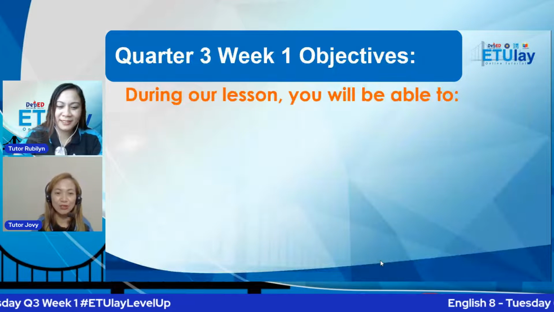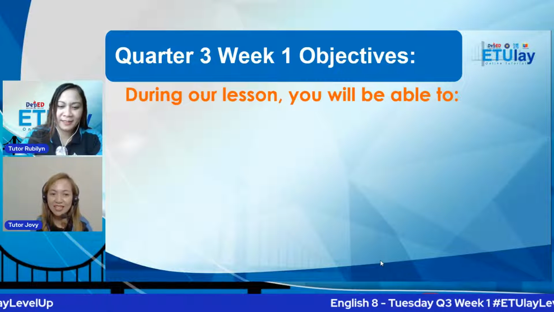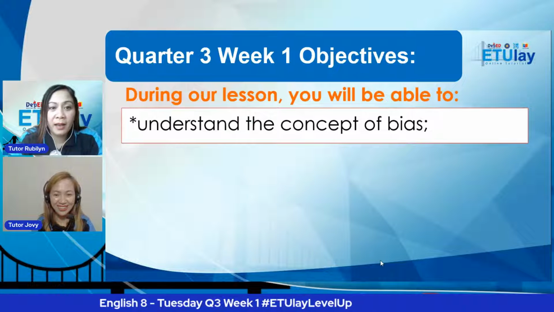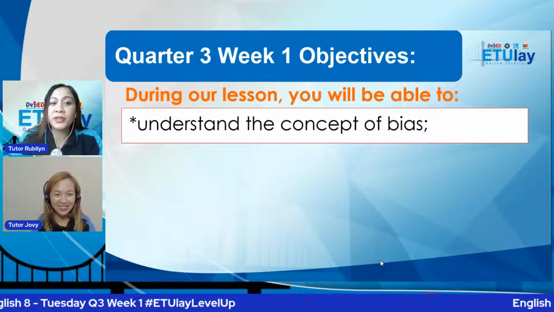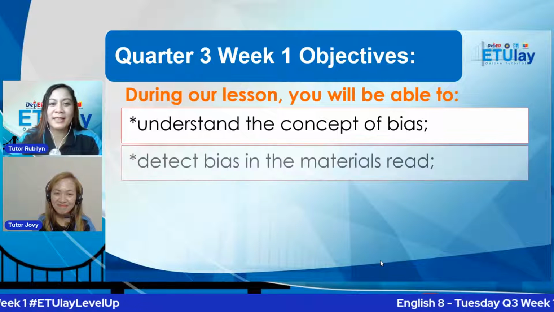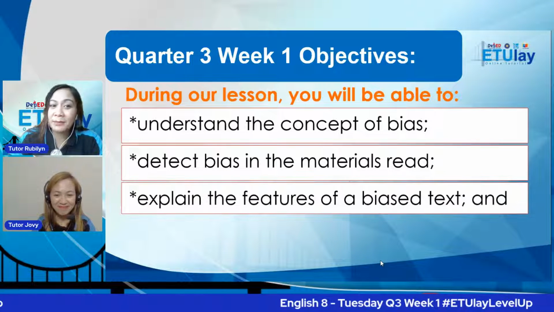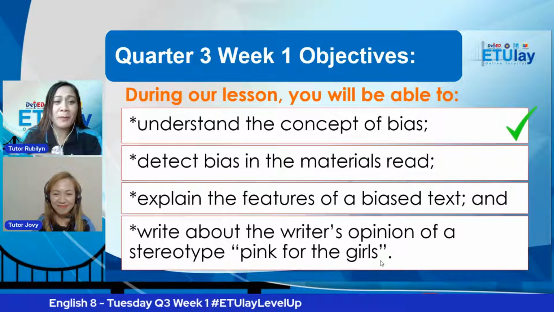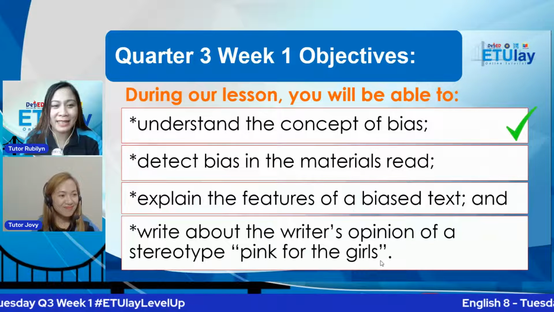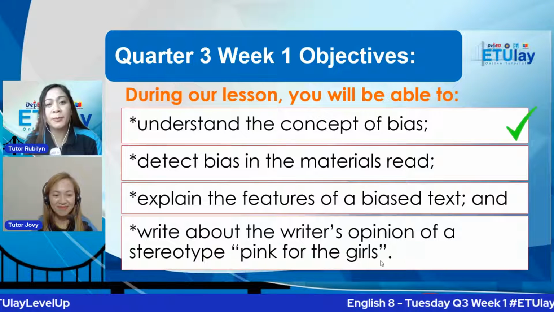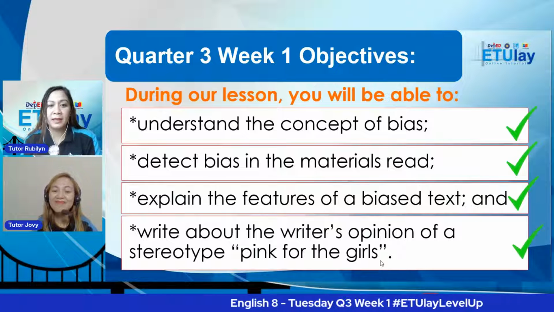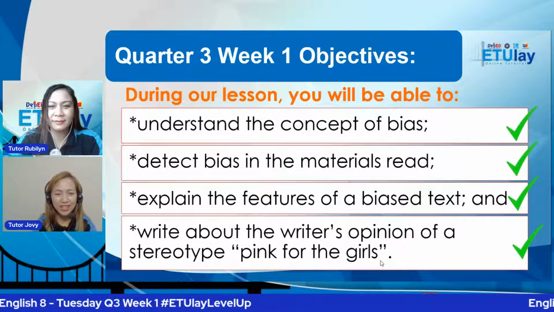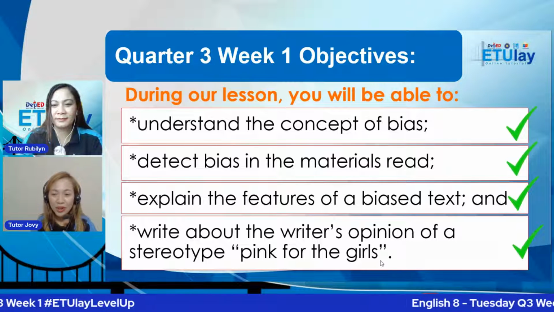So, Tutor Ruby, let's check whether the objectives today are attained. Yes, and as we can see, after our session, you're able to understand the concept of bias. Then you're able to detect bias in the materials read. And aside from that, we are so glad because you're able to explain the features of a biased text and you're able to write about the writer's opinion of a stereotype, pink for the girls. Wow. So, good job, everyone. Really well done. You are all amazing.